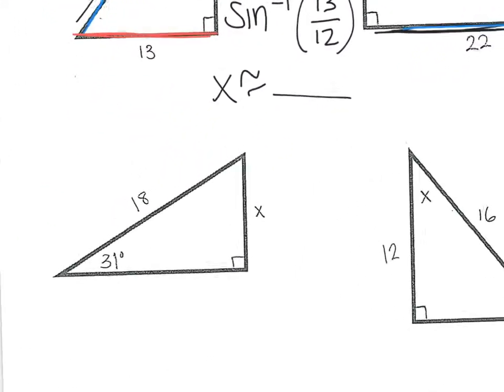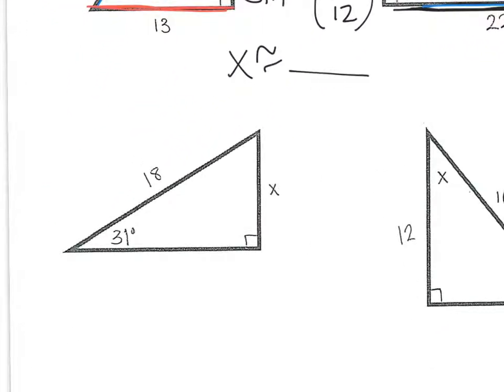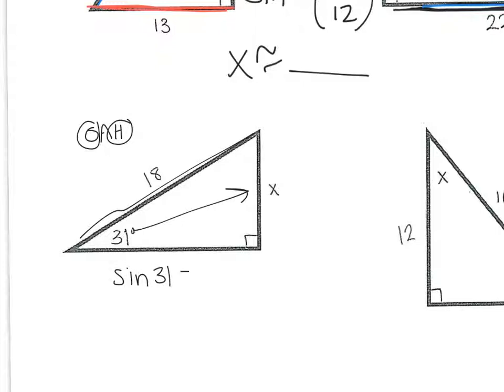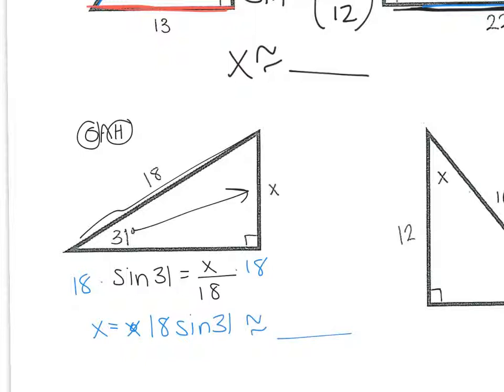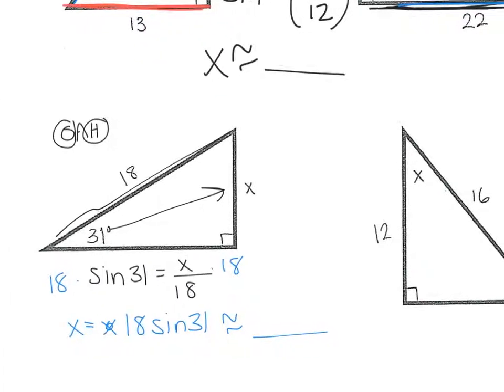In this one, I'm finding a side length, so I'm not going to use the inverse button. I still write OAH. With 31 degrees, x is opposite, and 18 is the hypotenuse. I'm going to use sine. So the sine of 31 equals x over 18. I multiply both sides by 18 to solve for x, so x equals 18 sine of 31. I put it in my calculator and round. It's a side length, so I don't use sine inverse.